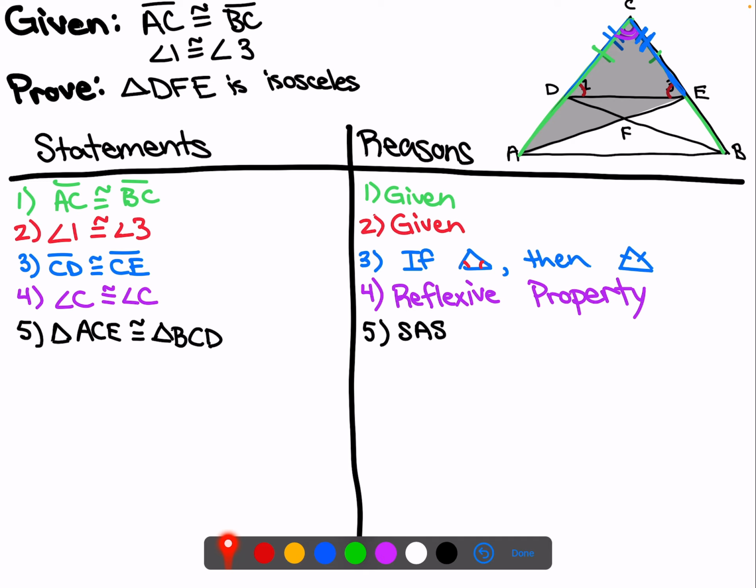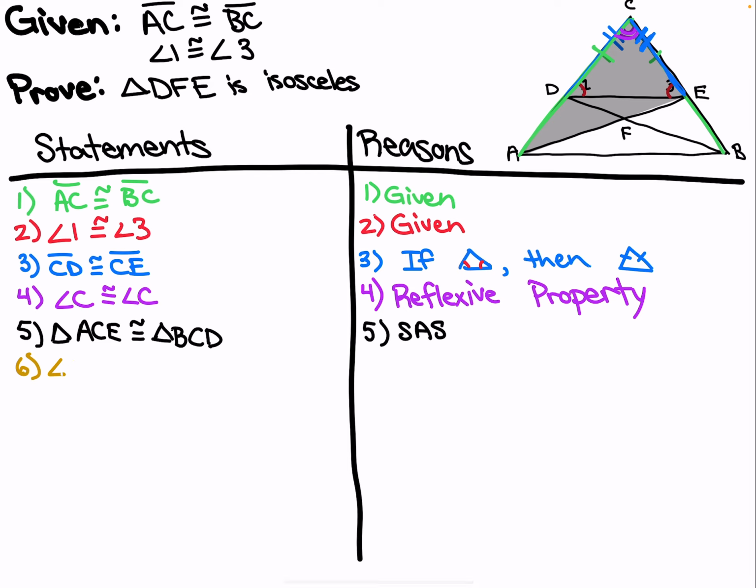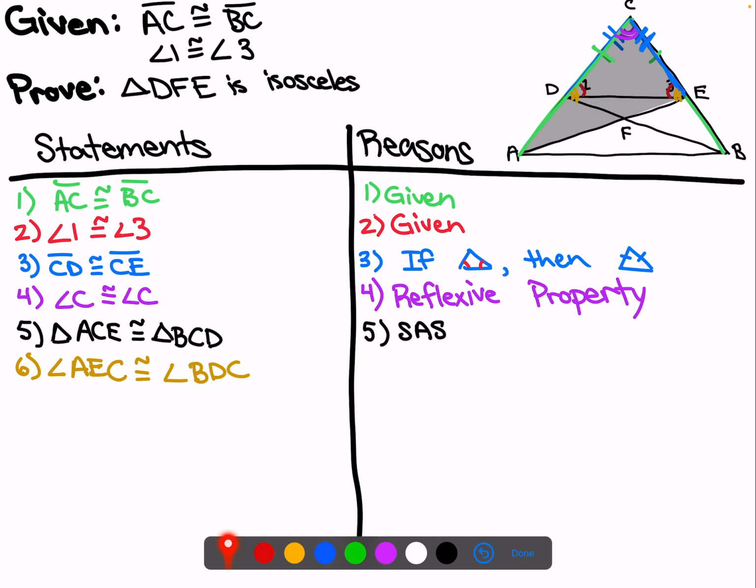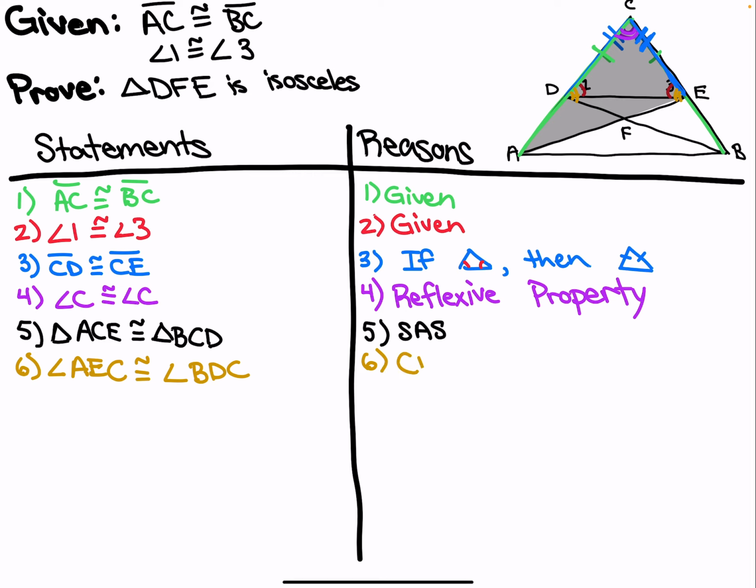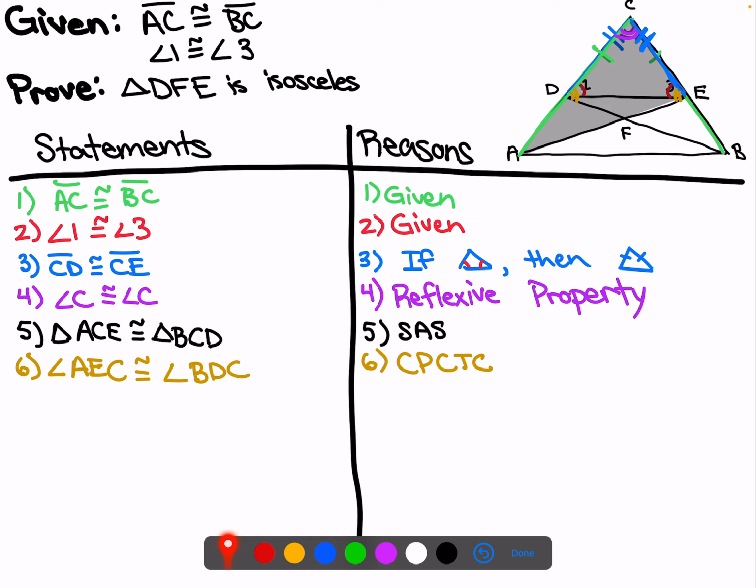Well, the only thing attached to that smaller triangle from our big triangle is angle CEA and angle CDB. So I'm going to go ahead and say that those two angles are congruent. Angle AEC is congruent to angle BDC, because if the triangles are congruent, then the corresponding parts of those congruent triangles are also congruent.